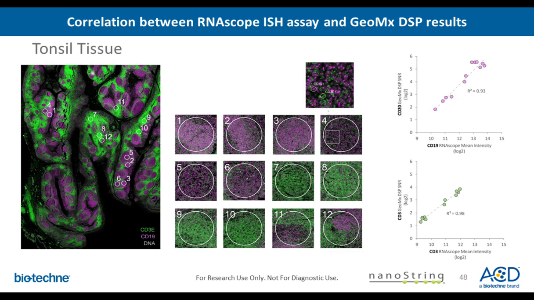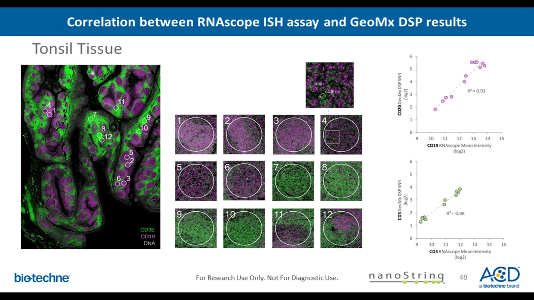So that was nice. The next thing we wanted to do is basically bring it out of our model systems and try this on tissues. First I'm going to show some tonsil tissue, and on the left here is an image of a tonsil with 12 ROIs that we had profiled. These are the small circles that you can see on the left, and then these are blown up in the middle panel.